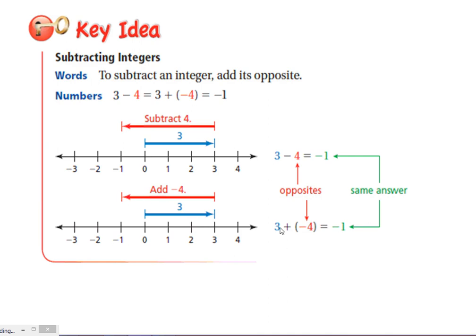So 3 stays the same. The minus sign changes to a plus sign. And the opposite of positive 4 is negative 4. You'll see that they both equal negative 1, which is the same answer. So please keep in mind adding the opposite.